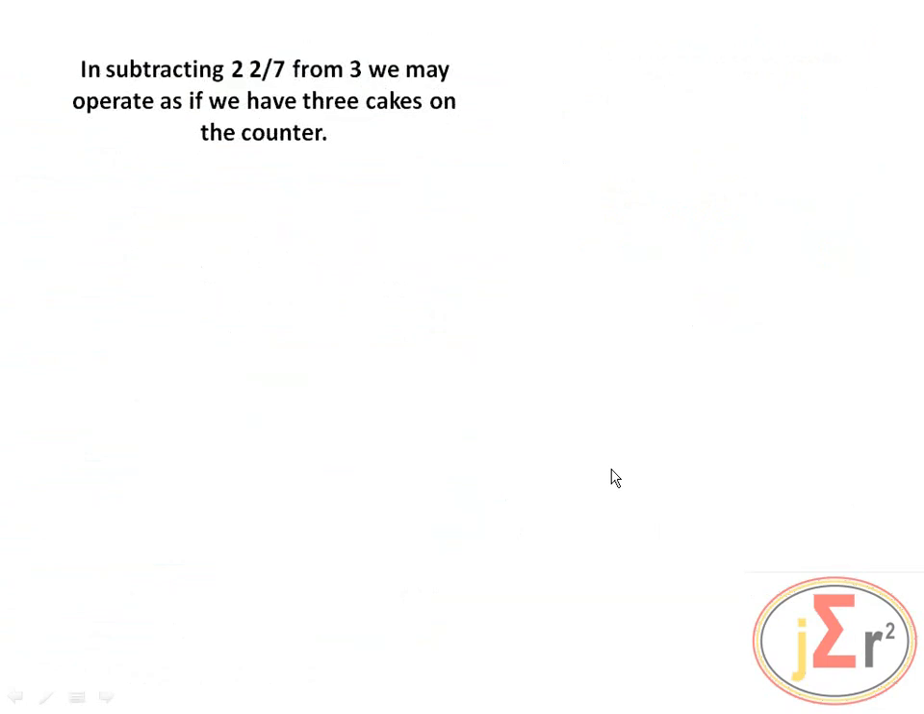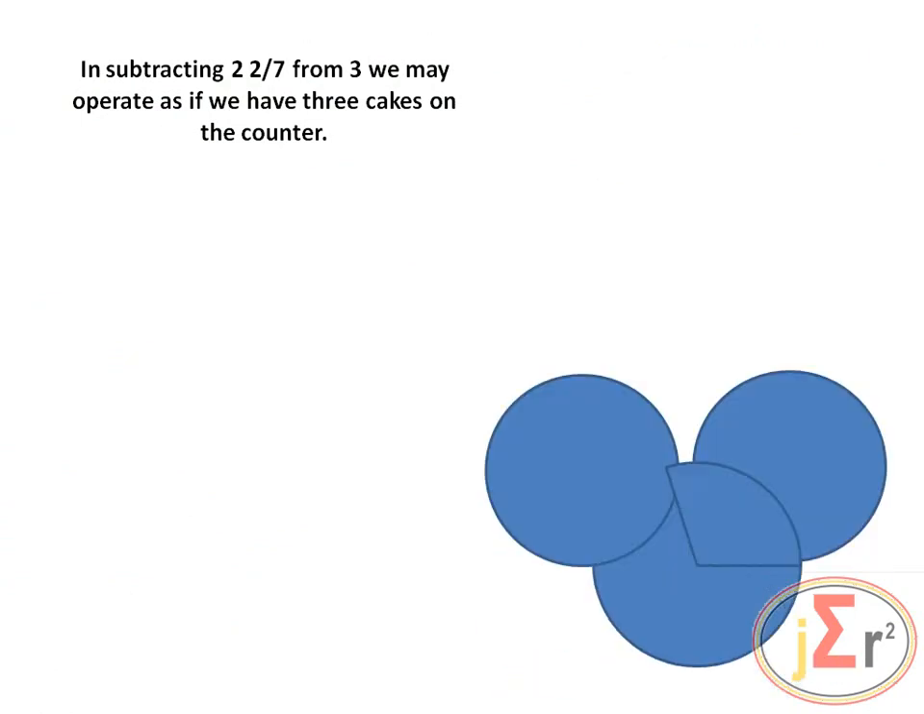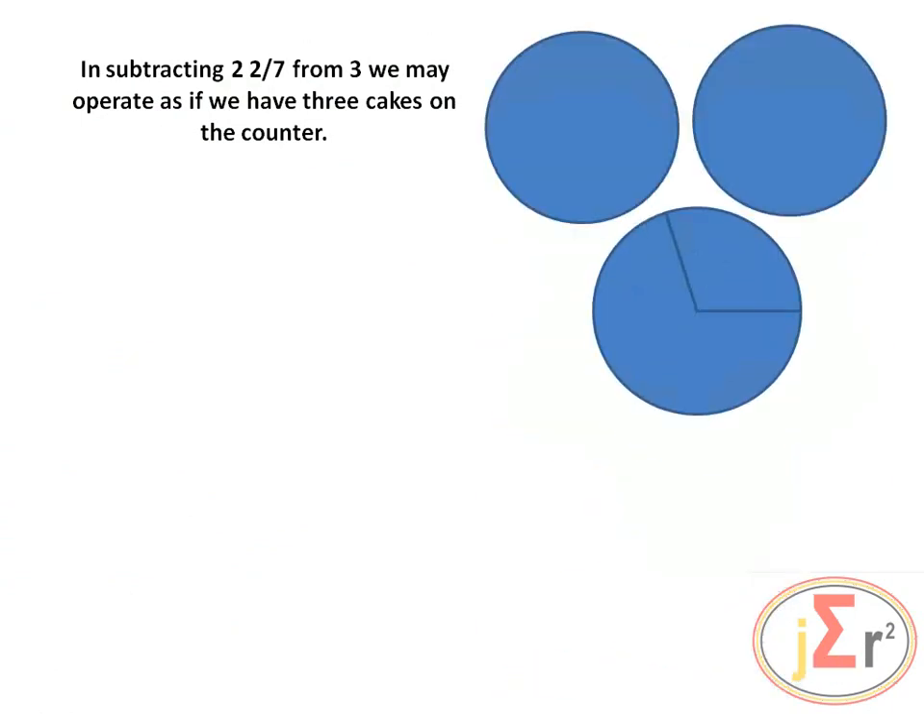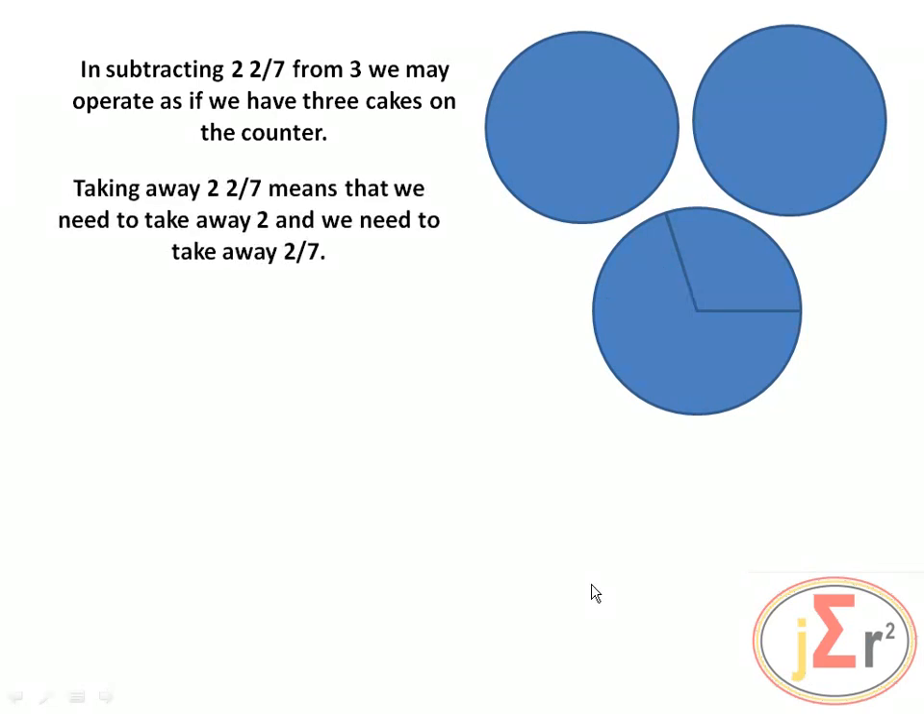In subtracting 2 and 2/7 from 3, we may operate as if we have 3 cakes on the counter. So there we have our 3 cakes on the counter. I have painted them blue so that you will not eat them. Taking away 2 and 2/7 means that we need to take away 2 and we need to take away 2/7.